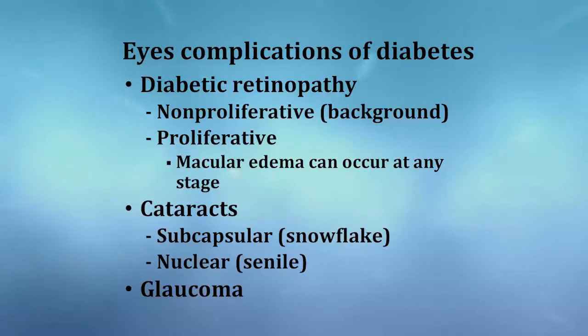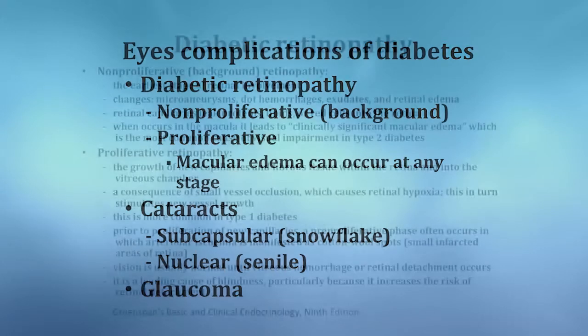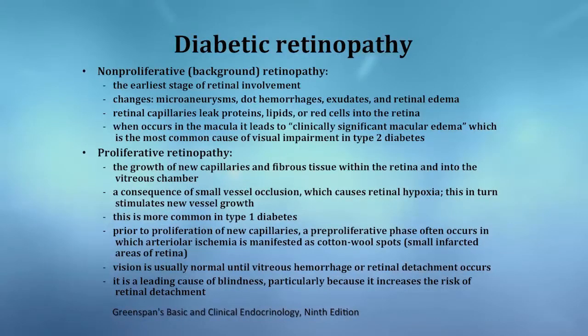The first one in the eye complication is diabetic retinopathy. Diabetic retinopathy is mainly two stages, the non-proliferative and the proliferative diabetic retinopathy. The non-proliferative usually comes early, and in some studies it will precede the diagnosis of diabetes by mainly around 5 years.